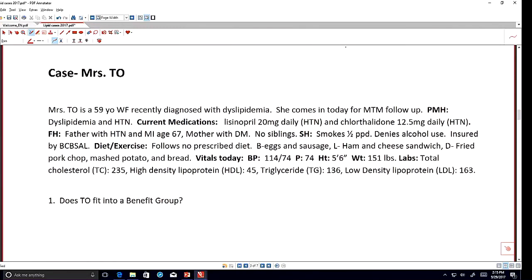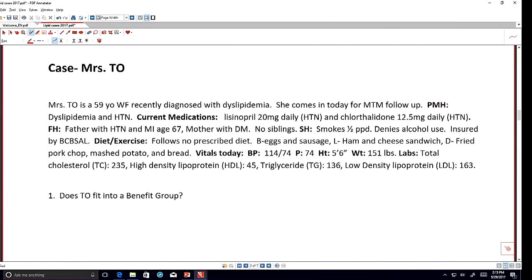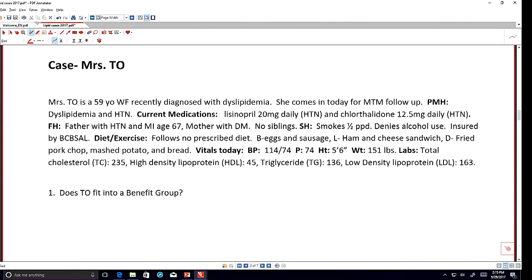All right. So let's look at Miss T.O. How are we doing on time? We're okay. So she's a 59-year-old white female comes in today for MTM follow-up. She's got dyslipidemia and hypertension. Medication, she's on lisinopril and chlorthalidone for her hypertension. Family history, the father has hypertension. The mother had an MI at 67.